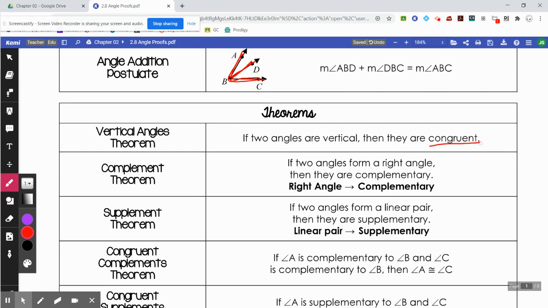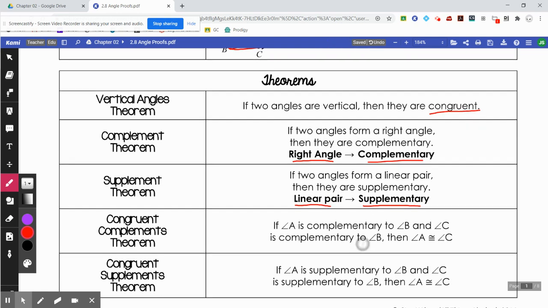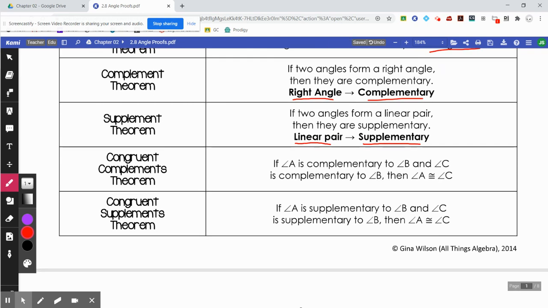If they're vertical, they're congruent. Complement theorem. If two angles form a right angle, then they are complementary. So right angle implies complementary. Supplement theorem. A linear pair implies supplementary. Congruent complements theorem. If A is complementary to B and C is complementary to B, then A and C have to be the same, and the congruent supplements theorem works the exact same way.